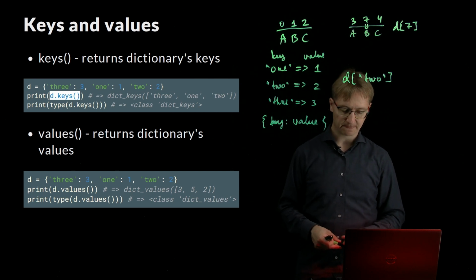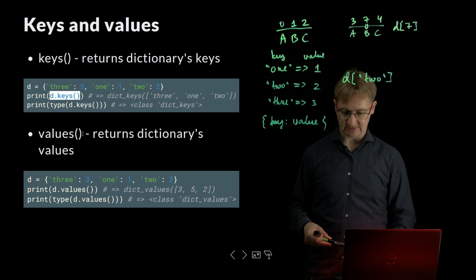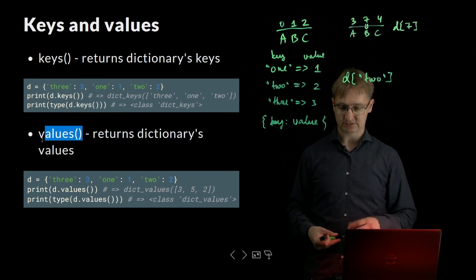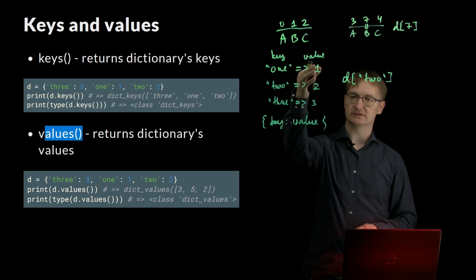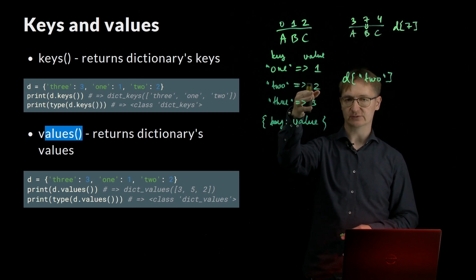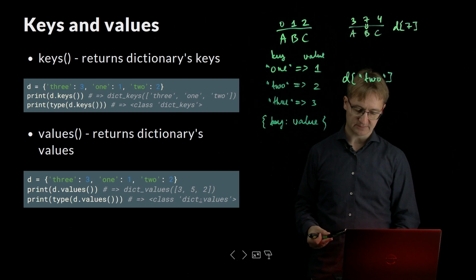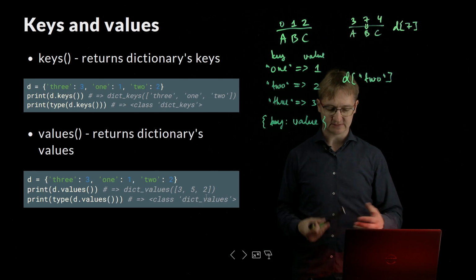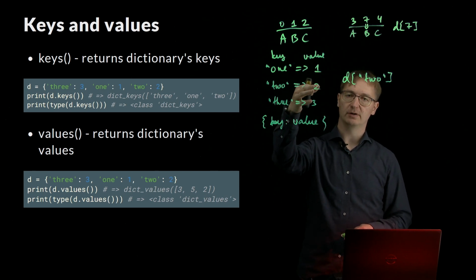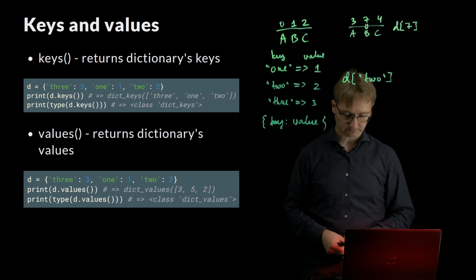There's also values, which works pretty much the same. It just gives us the collection of values. And the class or the data type is a bit different. So here we have dict_keys, here we have dict_values. But the idea is the same. We can now loop over the values.